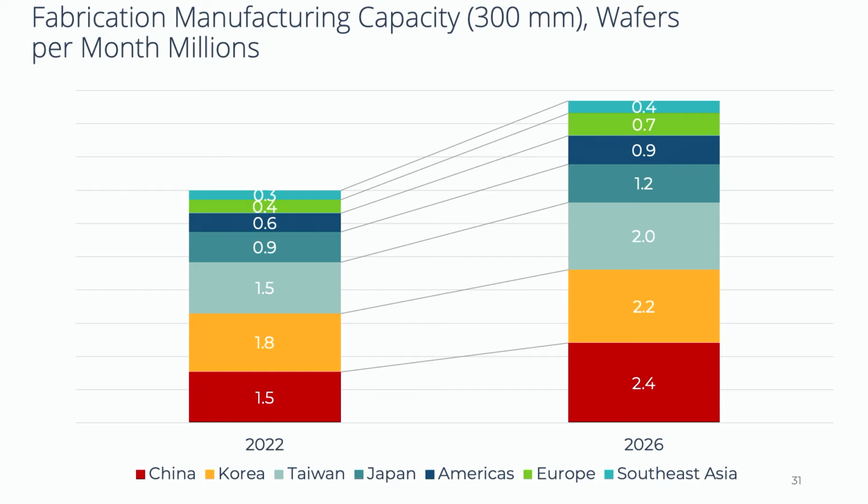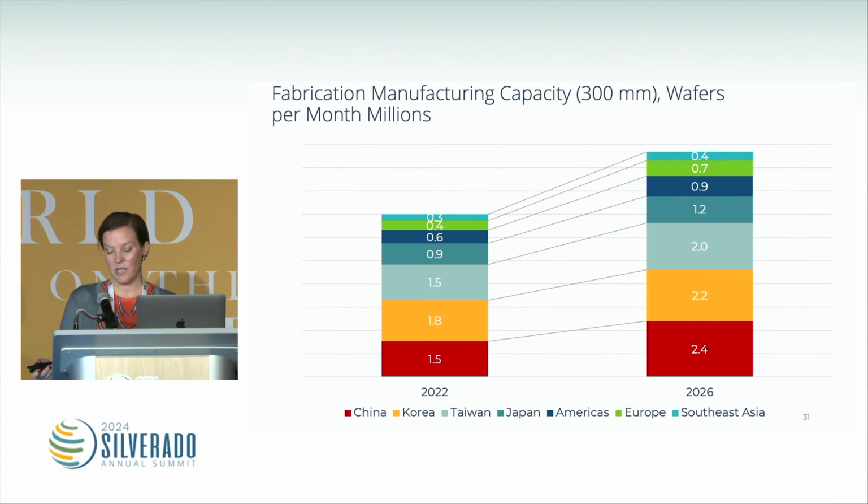All right, so if you look at the foundational chips here, fabrication and manufacturing capacity between major producers between 2022 and what we anticipate for 2026, China jumps a full 1 million wafers of capacity a month. That is a major leap.